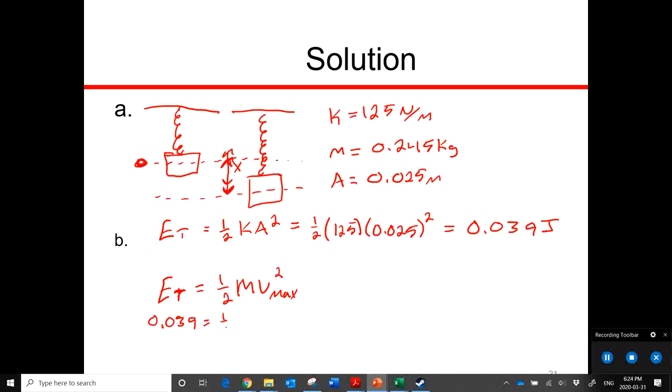Okay, we know our total energy now. 0.039 is 1/2 times 0.245 kilograms times v max squared, giving us a maximum velocity after rearranging and solving of 0.56 meters per second.